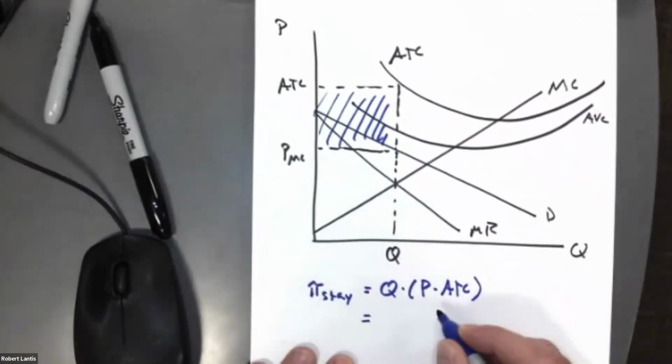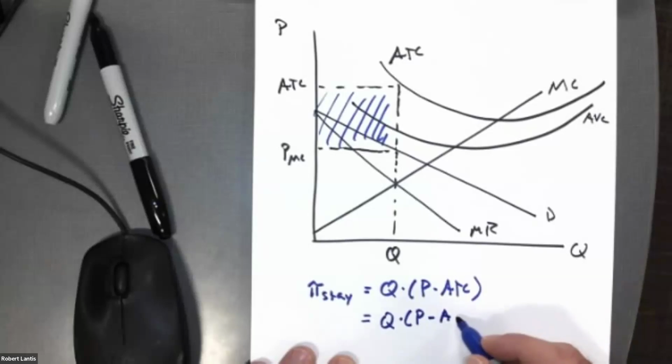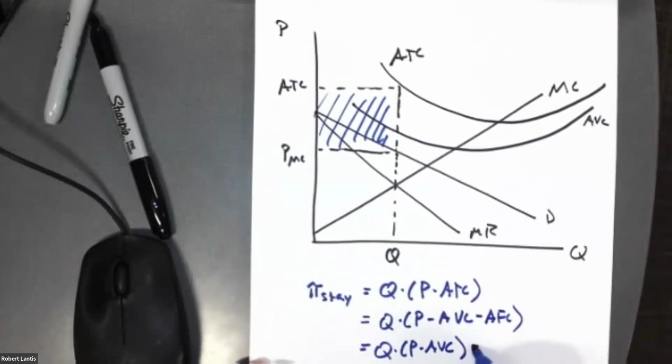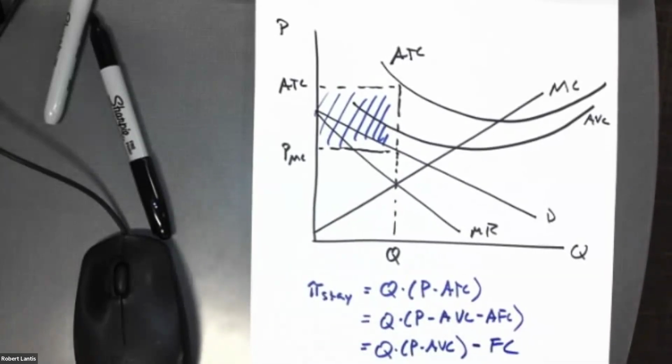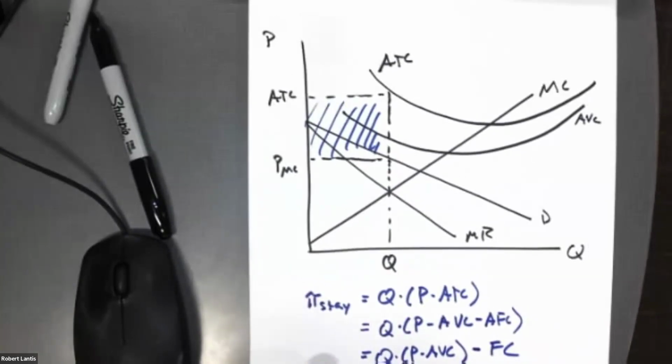Another way of writing this is if I rewrite it: quantity times price minus average total costs, which are my average variable plus my average fixed. I'm going to rewrite this a little bit as price minus average variable. Quantity times my average fixed would just be negative fixed costs. So notice, anytime price is above average variable, my profits from staying open will be a positive value, and I actually will have profits that are greater than just losing my fixed costs.